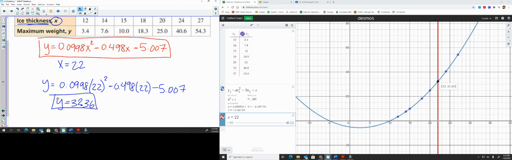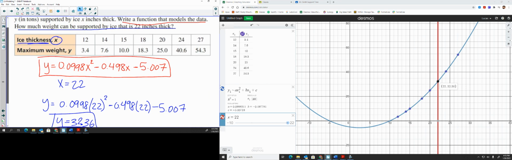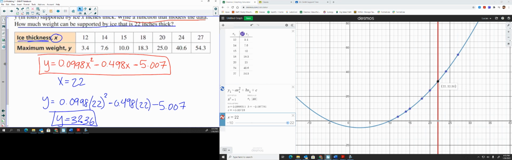So what does that mean for me? That means that ice that is 22 inches thick can support a weight of 32.36 tons, which is a lot of weight. I don't know if that's accurate or not. That's a lot of weight.